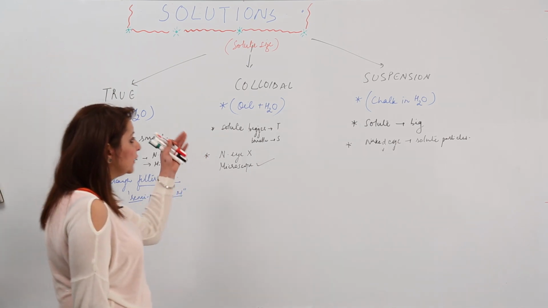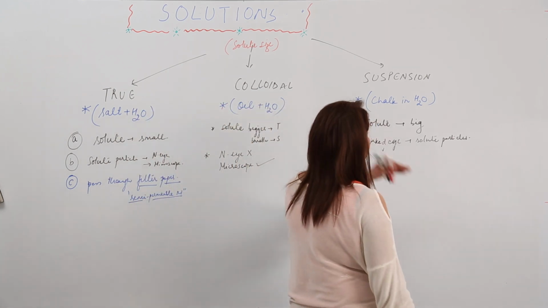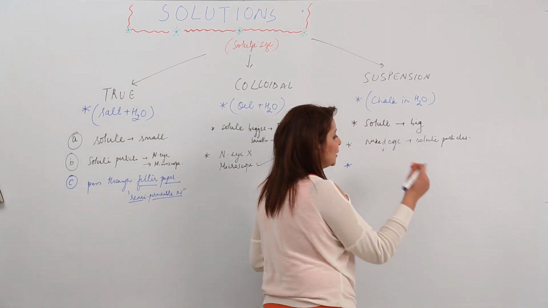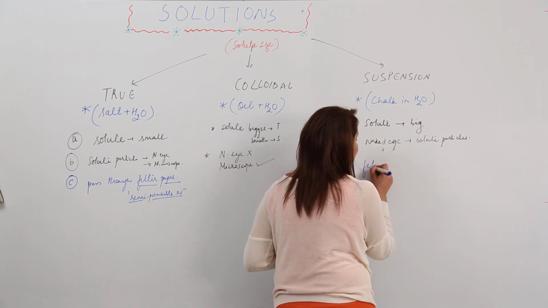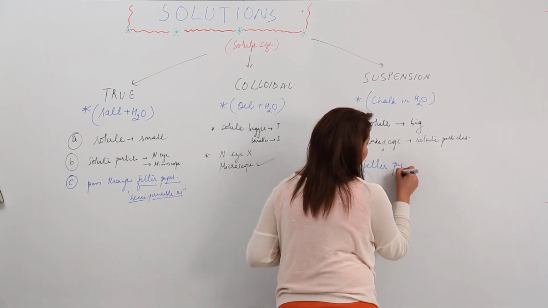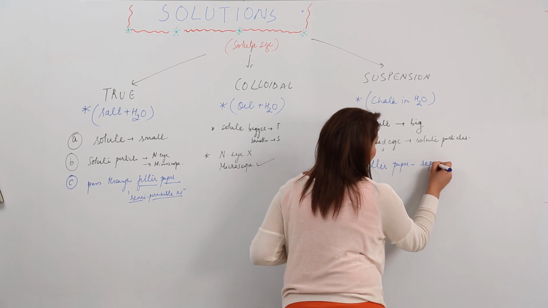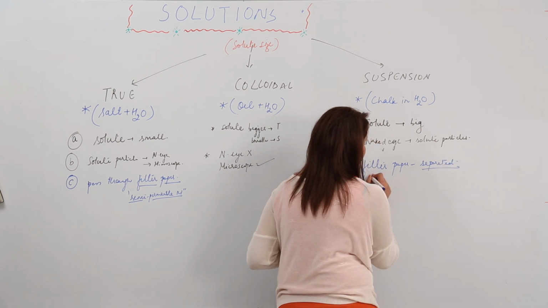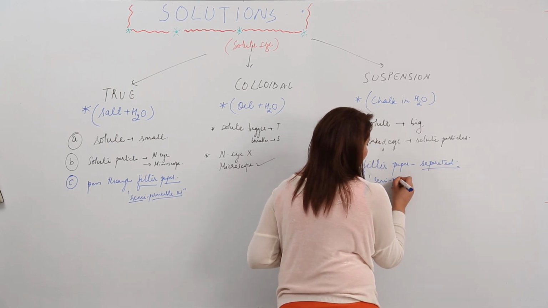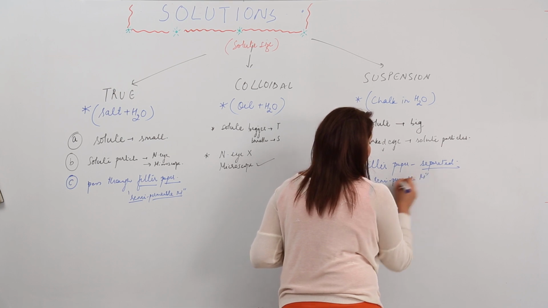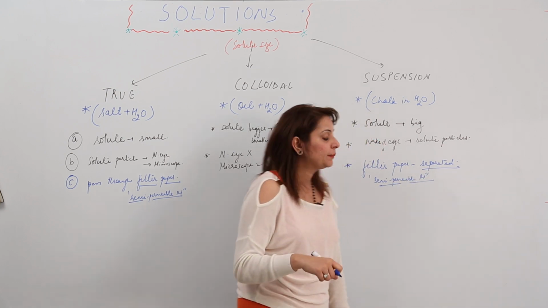But when we take a suspension and make it pass through the filter paper, the solute particles are stopped by the filter paper. So that means the solute particles get separated by the filter paper or a semi-permeable membrane. The reason being the particle size is too big, right?